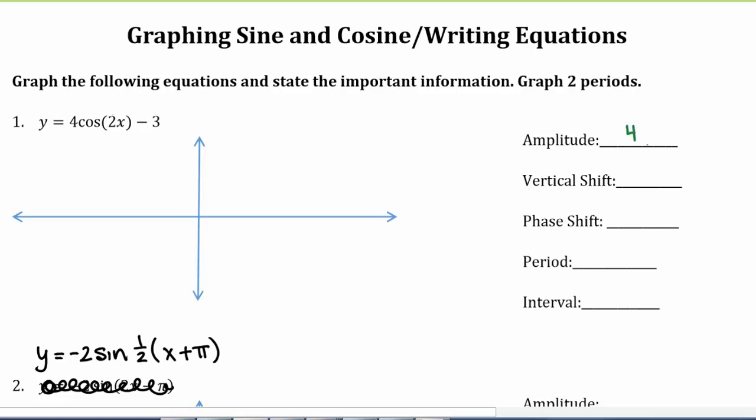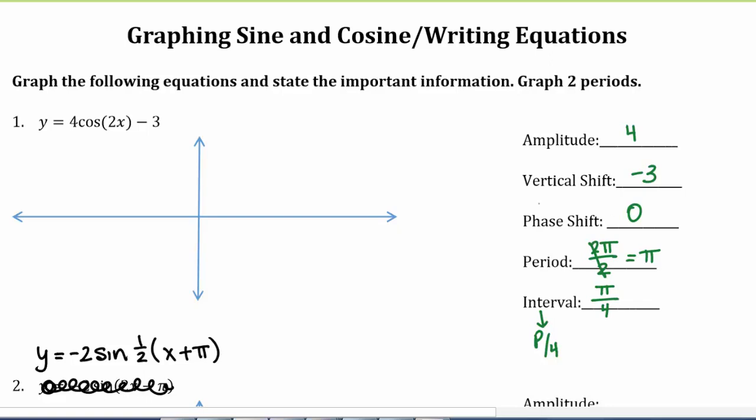So the amplitude is 4, because that's the number in front. My vertical shift is -3. My phase shift is 0 because I didn't move anywhere. My period is 2 pi over b, and in this case b is 2, but the 2's cancel to give me pi. Remember, the interval is period over 4, so my interval is pi over 4.